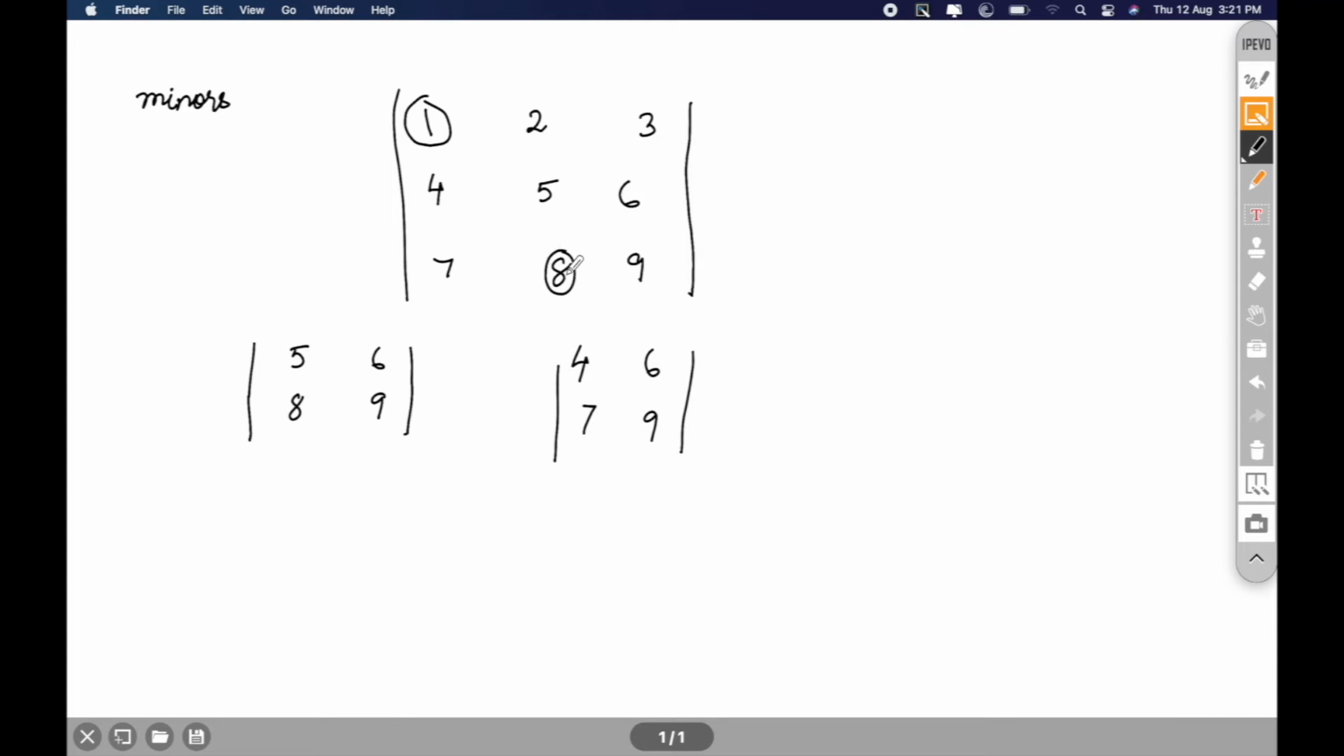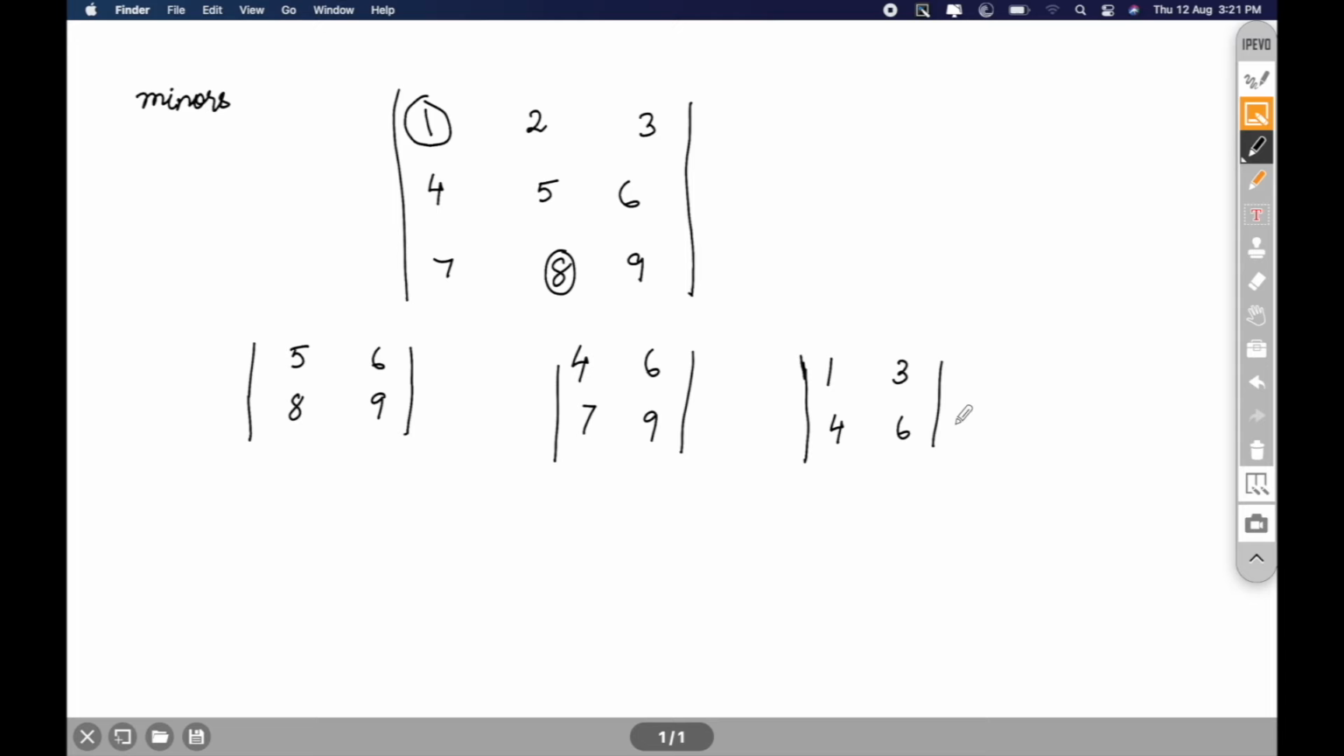this element 8 occurs in the third row and second column. So if we omit the third row and the second column, we are left with 1, 3, 4 and 6. I am not changing the order of the elements. Please see. So here the minor of the element 8, you can see, is a second order determinant again.